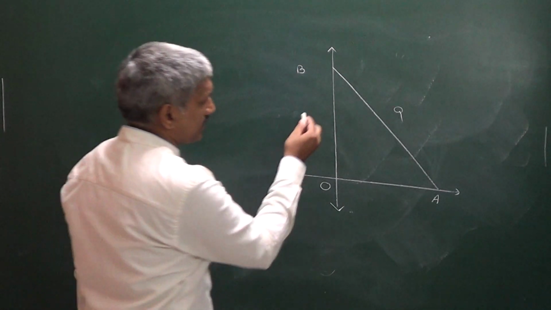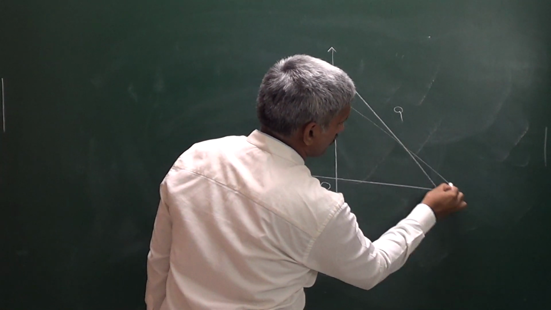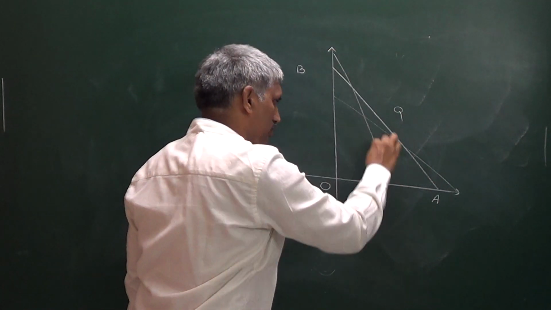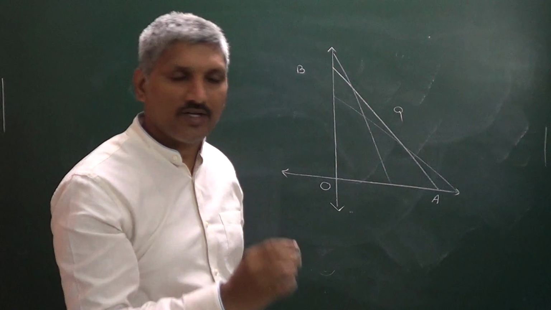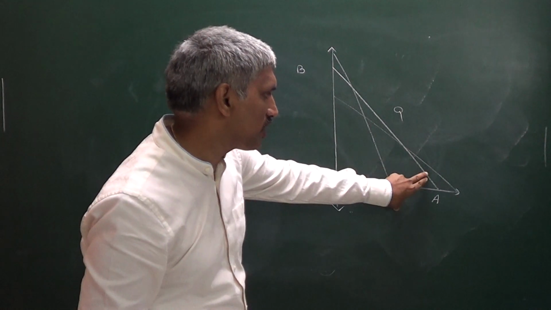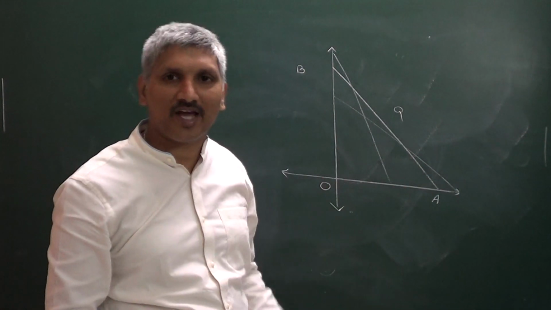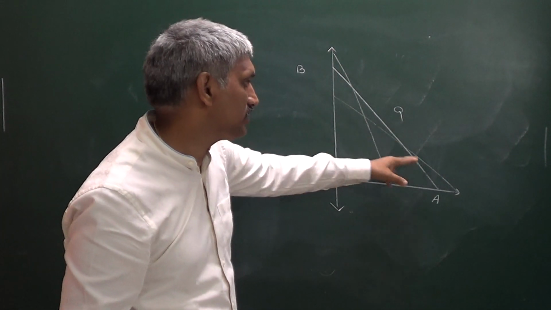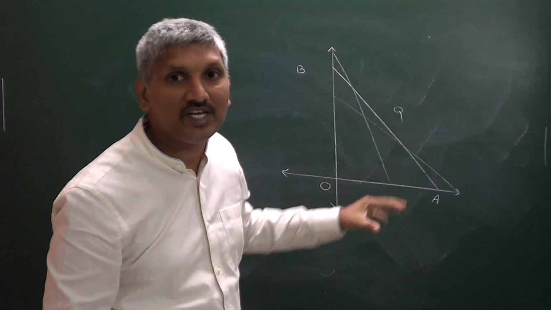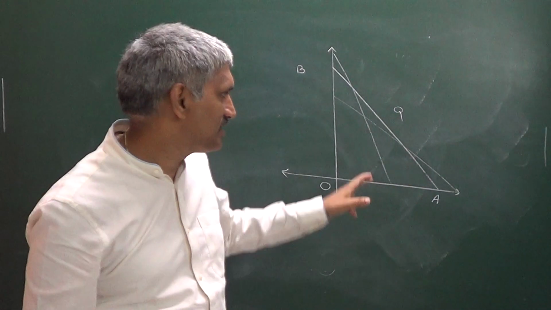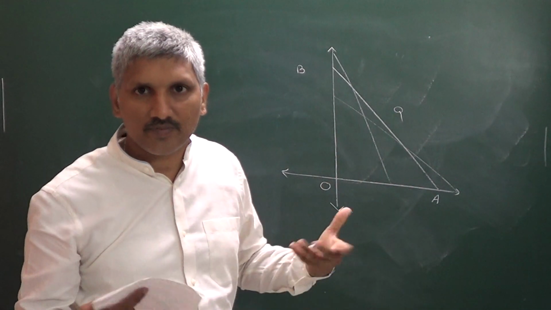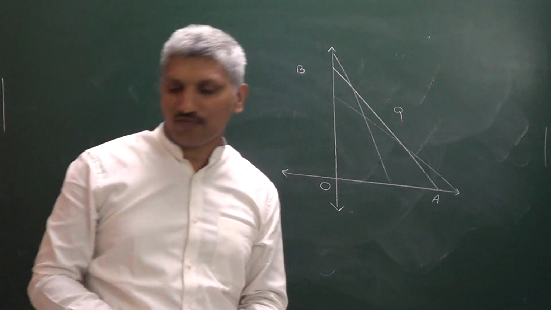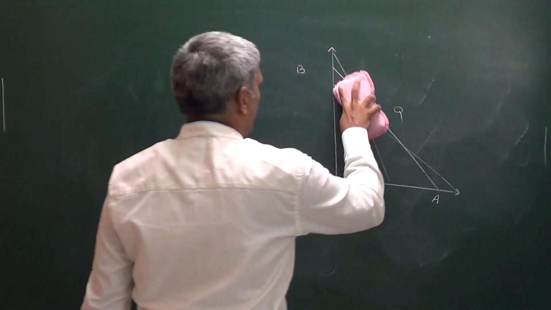Now I can take the rod like this also. Then does the centroid change or not? I can take the rod like this also, because the rod length is fixed. This rod length is also 9, this rod length is also 9. So like this, you will get so many rods and so many triangles, and the centroids are also different. All those centroids' locus he is asking us to find. So observe here.